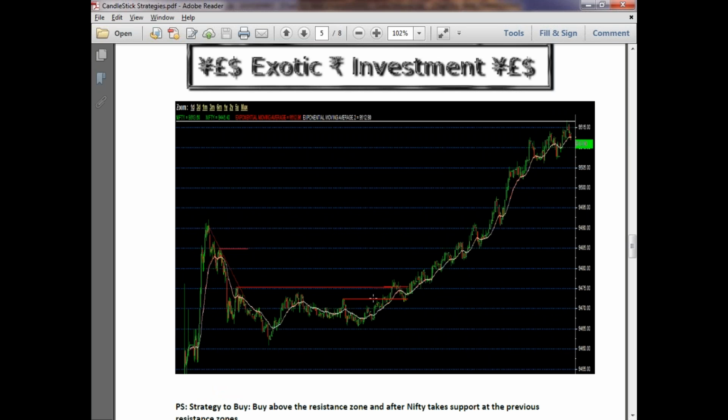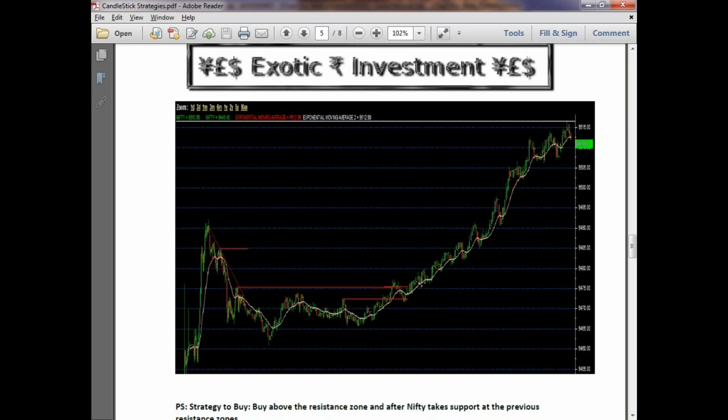Here there were two resistance zones. It had a resistance zone over here, and afterwards it moved lower, and afterwards it moved higher, and again it took a resistance over here, and moved lower. After it cleared this resistance zone, look at this, what happened.